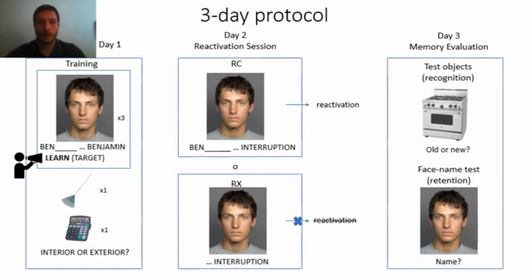The other group, the RX group, received a reminder that was not sufficient to generate reconsolidation. They only saw the face for the same time as the other group, but immediately after they saw the interruption sign. On the third day, we tested the recognition of the objects.